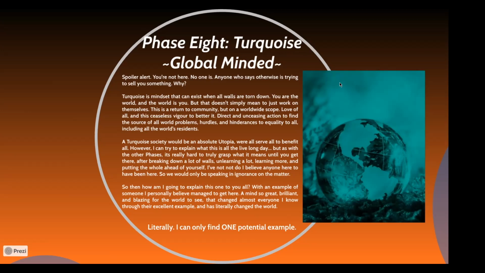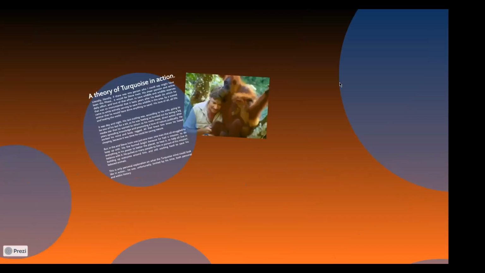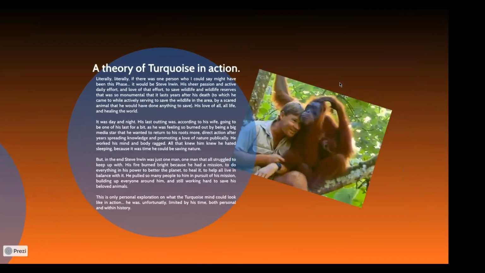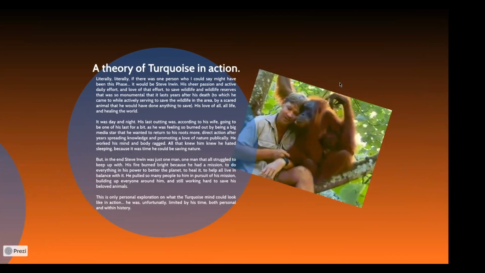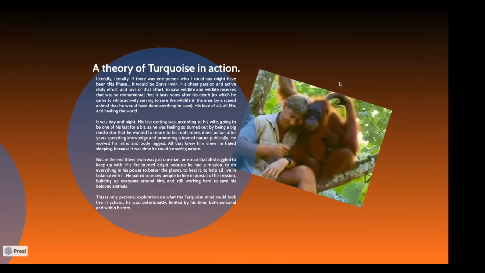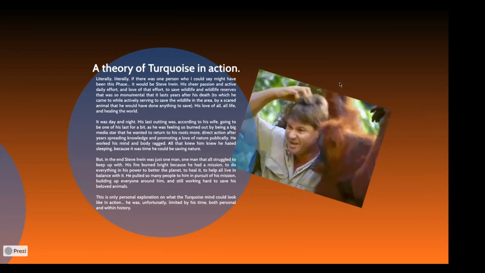So how then am I going to explain this to you all? How can I explain what a turquoise mindset could possibly even look like if nobody can get here? I don't like assigning things after the fact to people, like canonizing dead people and all that. However, I think everybody will agree with me on this person. The late Steve Irwin. Literally, this is the only person I can think of that could possibly represent what a turquoise mind could be like in action.